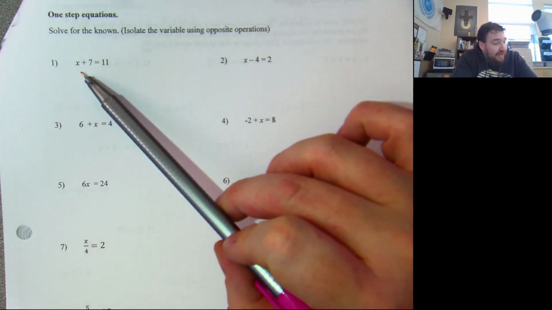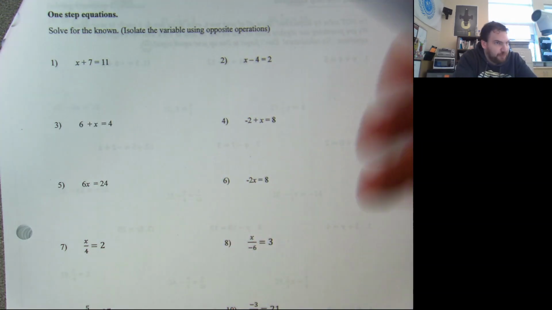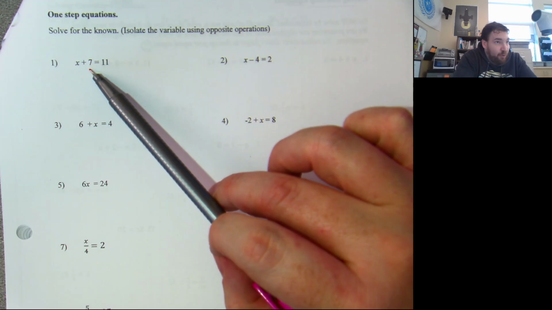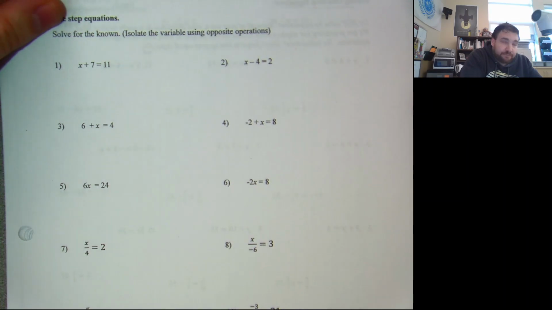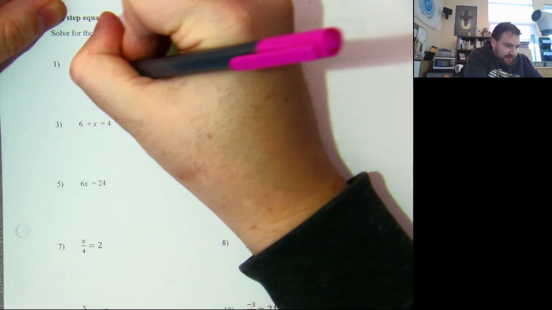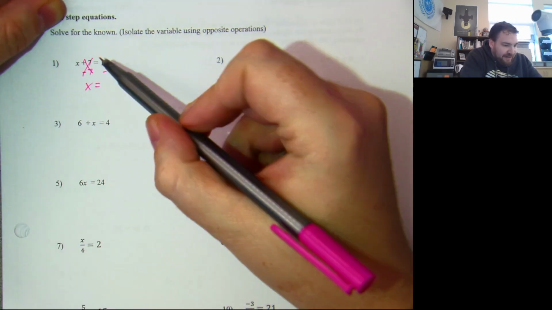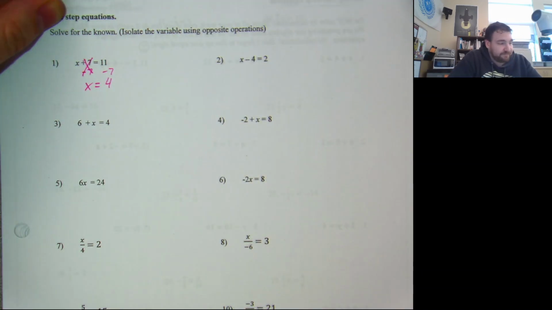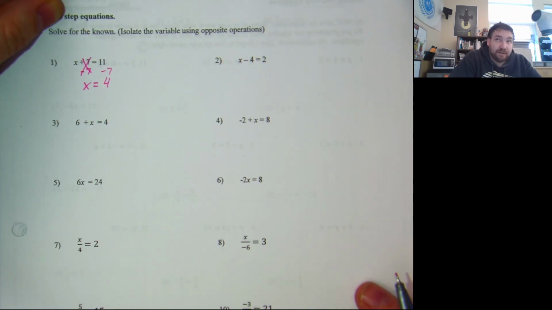So I've got x plus 7 equals 11. The answer is obviously what? 4. Let's prove it. I want to get x by itself. So because I'm adding 7, I want to undo that. So what am I going to do to both sides? I'm going to take away 7. Here, positive 7 minus 7 is 0. 11 minus 7 is? And we're done. As easy as Josh made it look and sound.